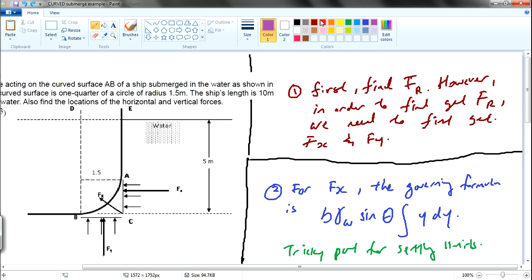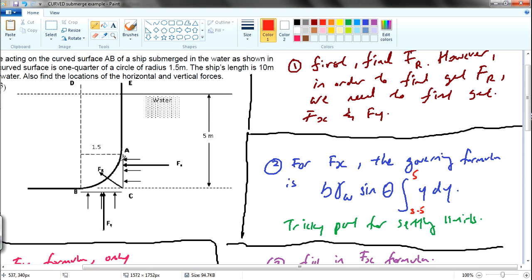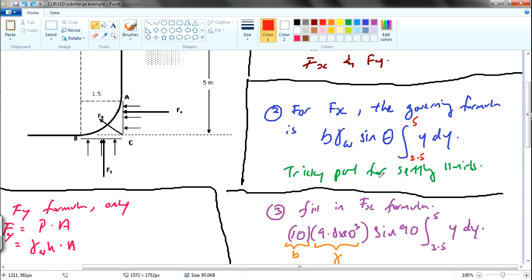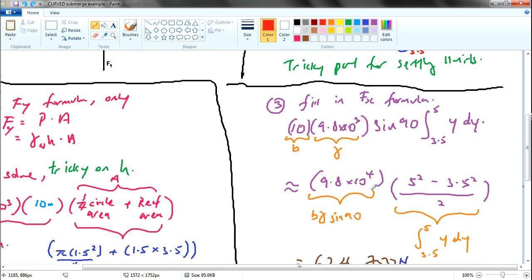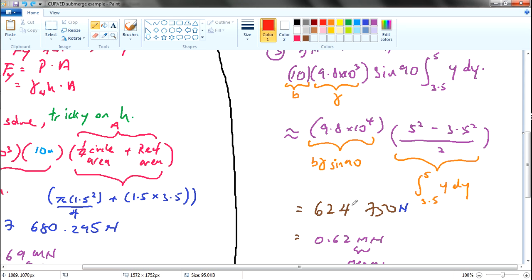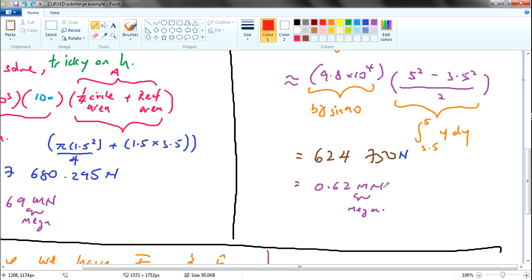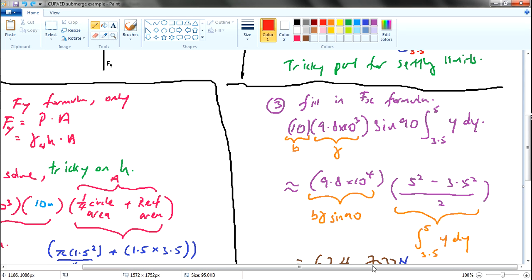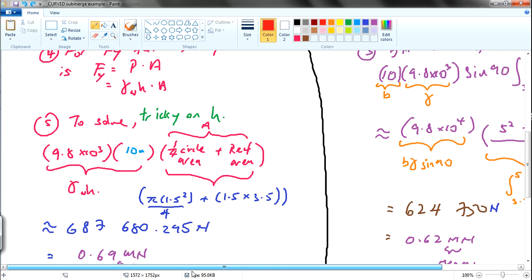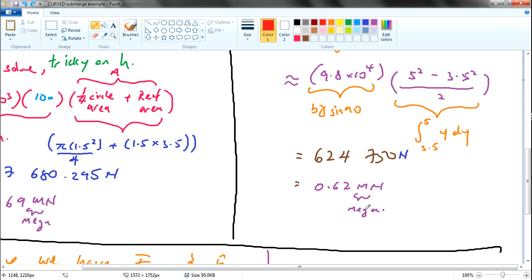So our limit itself will be from 3.5 to 5. Graphically, from 3.5 meter at this point to 5 meter at this point. So we are finding 1.5 meter. This is how it is shown on the diagram itself. The tricky part is setting limits. You have to make sure you know how to set the limits. After which you just plug in all the values, and then you'll eventually get your force. It'll be 0.62 meganewton. There's nothing fancy over it, just substituting in your values. But make sure you integrate properly. The integral of y is half y squared. That is what I'm doing over here. After you get this, we have finally found our FX, our force in the x direction.